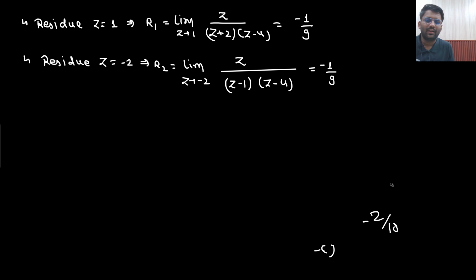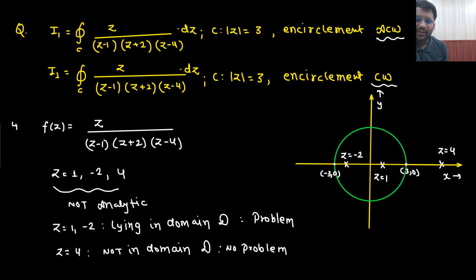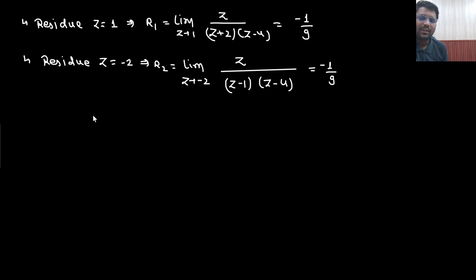Yes. What are you getting? Minus 1 by 9. So sir, I went to this function f of z. If it was analytic, then the answer would have been 0. But sir, it is not analytic at 2 points inside the domain D. So I find out their residues, then I need to find the sum of their residues. What is the sum I am getting? The sum you are getting is minus 2 by 9.